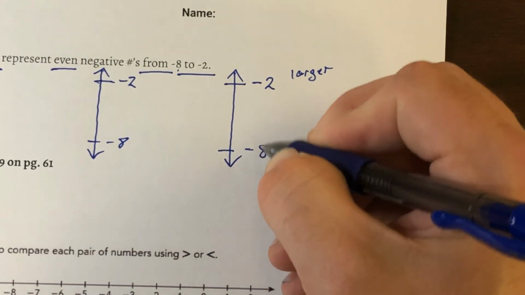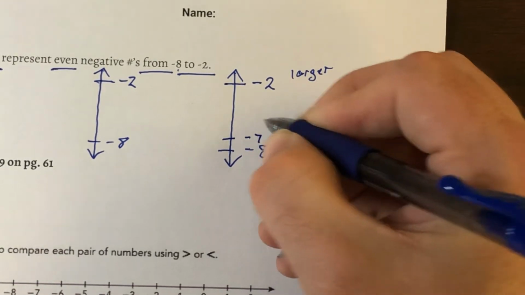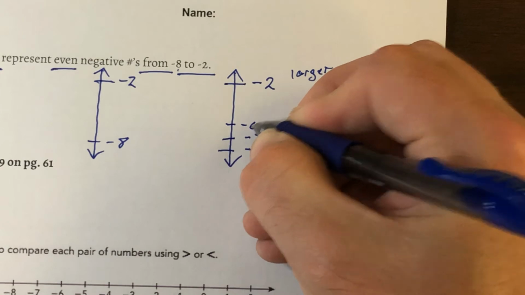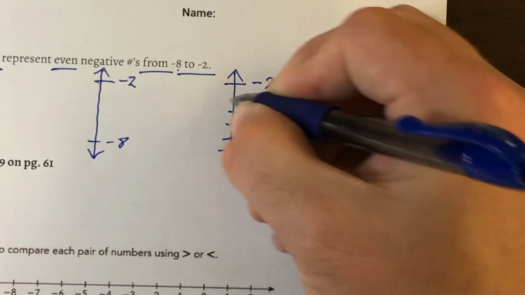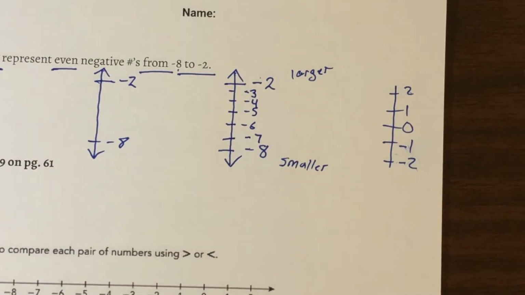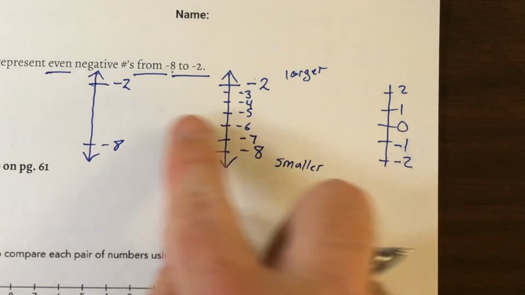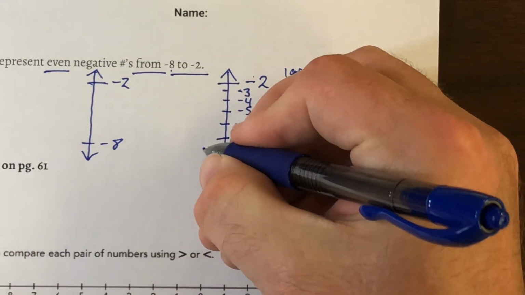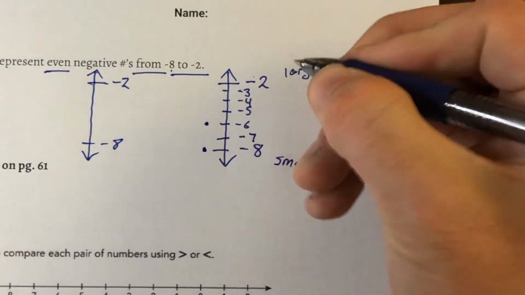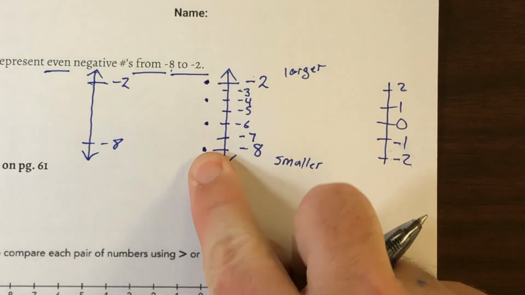So they're like, all right, negative 8, how do I get to negative 2? Well, they would say negative 7 is larger, negative 6 is larger, negative 5 is larger, negative 4 is larger, negative 3 is larger, and negative 2 is the top. Which ones get dots? I want the even ones from negative 8 to negative 2. So negative 8, negative 6, negative 4, and negative 2. The evens from this one to that one.